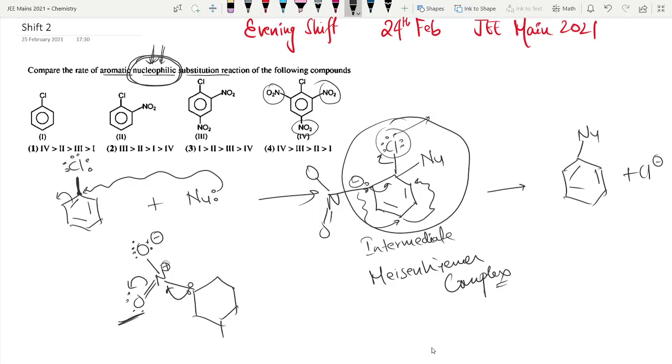So if you have more NO2s, then more stabilization, and of course the best one here is this, and then this, and so 4321 is the right answer. You will have to go through the Meisenheimer complex to understand that.